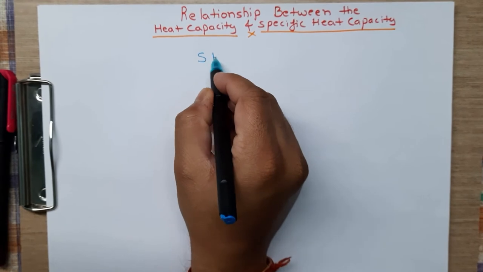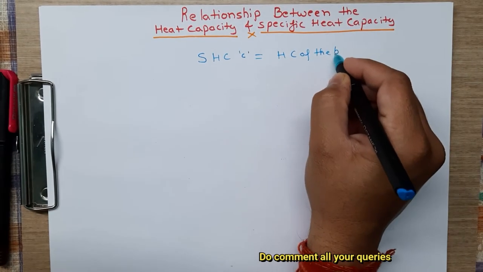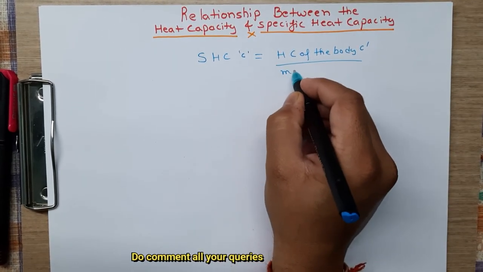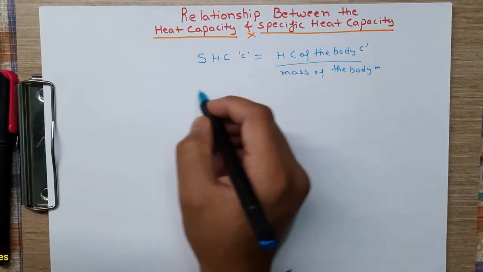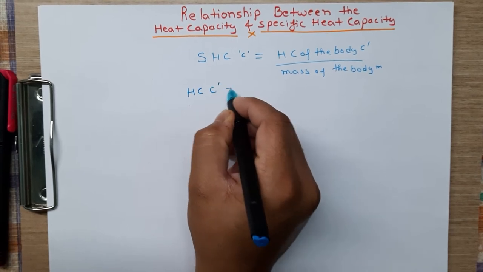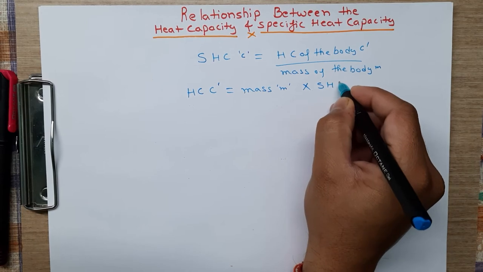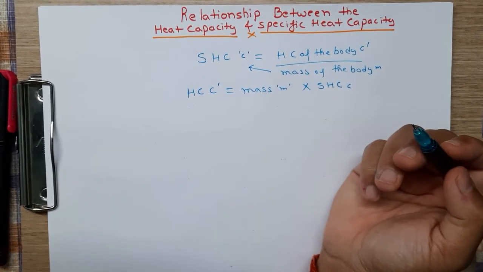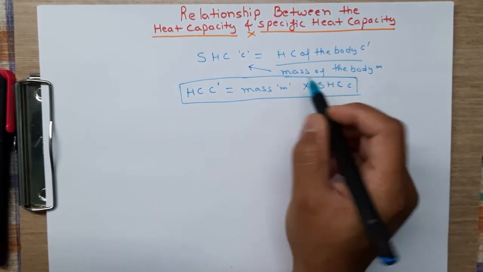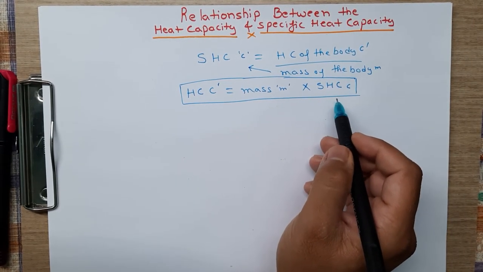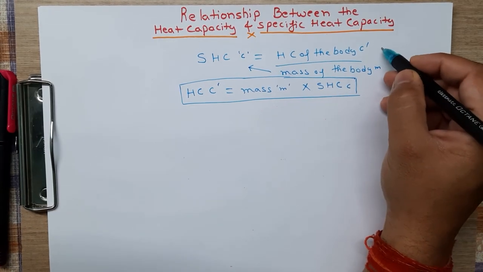So specific heat capacity C is equal to heat capacity of the body, which is C dash, upon mass of the body m, right? So we can write this also as heat capacity C dash is equal to mass m into specific heat capacity C, right? We can just cross multiply. So this is the formula we are required to learn, in terms of understanding the relationship between the heat capacity and specific heat capacity, right? So this is a very small topic which has been covered in this book, where they are explaining the relationship between these two. You can understand, if you are good at understanding this, that is also fine.